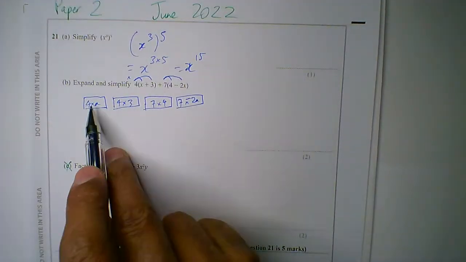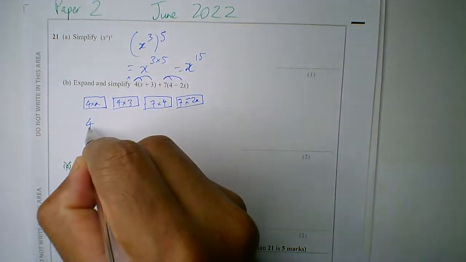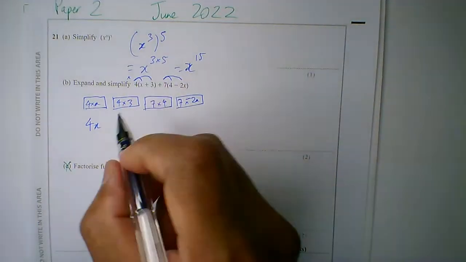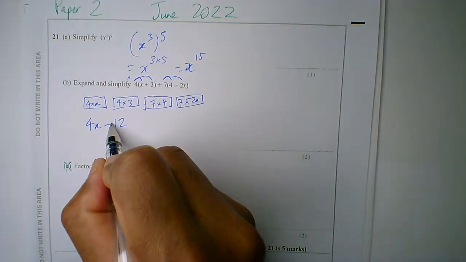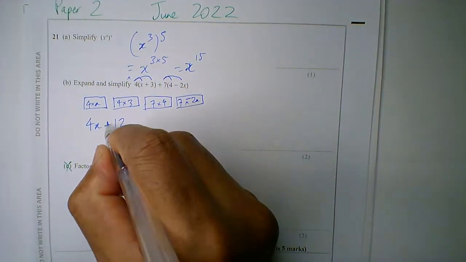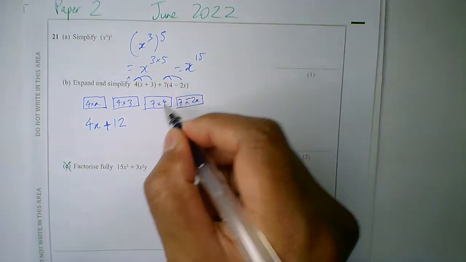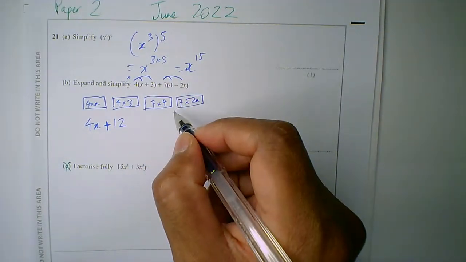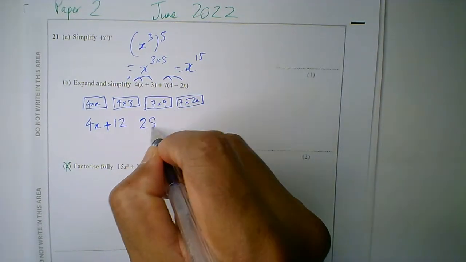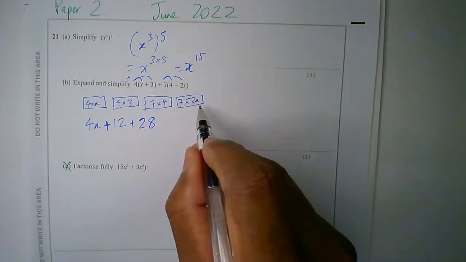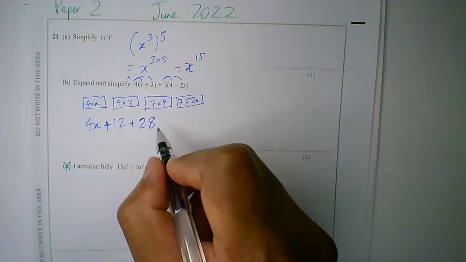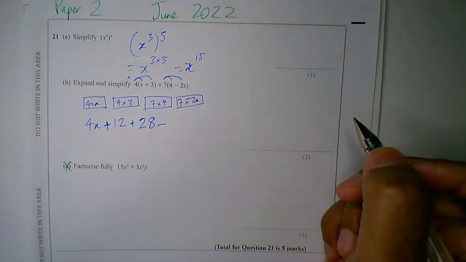So 4 times x is 4x. 4 times 3 is 12. And it's positive, so I'm going to put my sign there, plus. Then I've got 7 times 4, which is 7, 14, 21, 28. And again, they're positive. And then I've got 7 times minus 2x. So a positive and a negative makes a negative, so I don't need to worry about my sign.